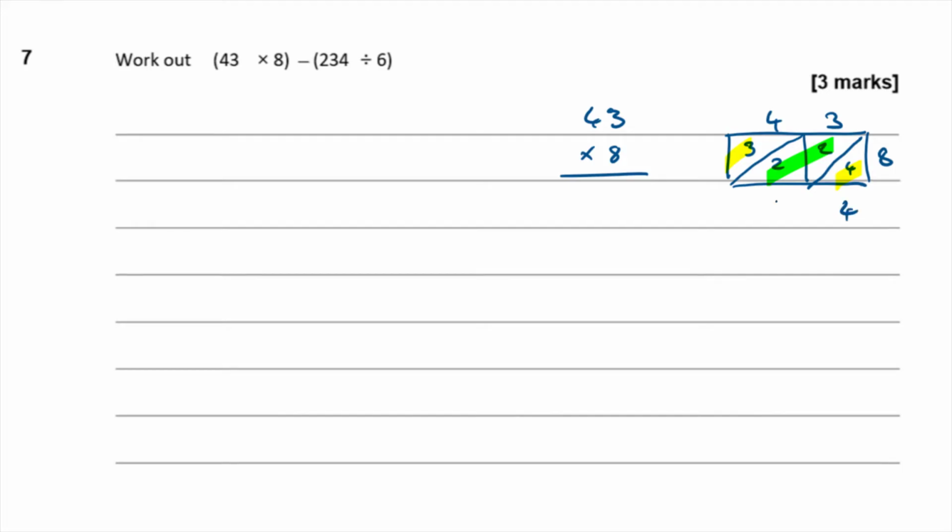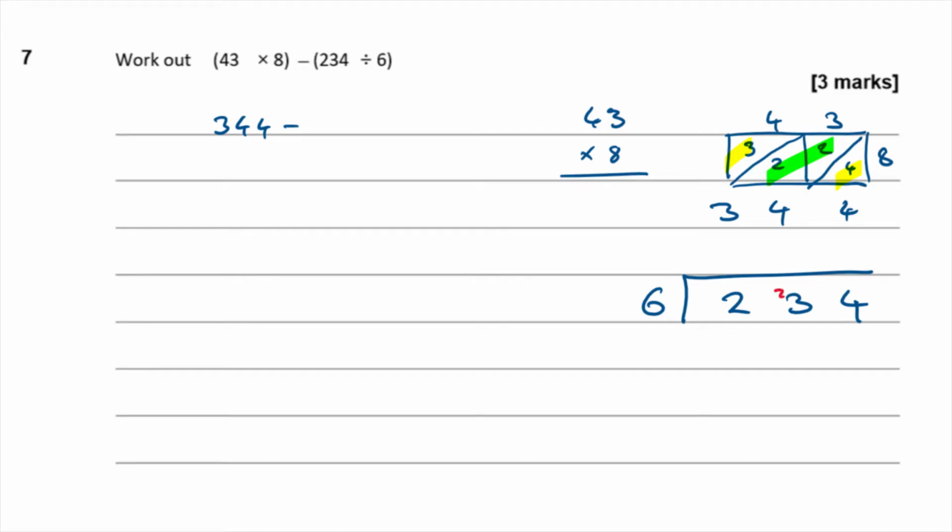So that's 4, 4, 3 then. So that's 344. So the bracket part becomes 3, 4, 4. And then I'm going to minus 234 divided by 6. So I'm going to do some short division here. 6 into 2, 3, 4. 6's into 2 don't go. So let's carry the 2 over.